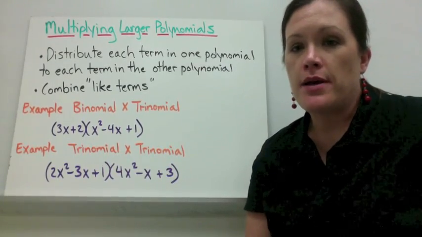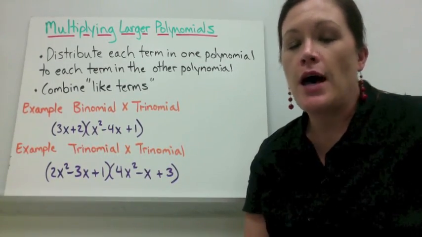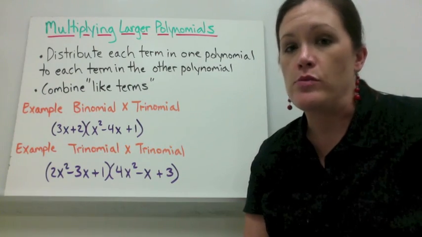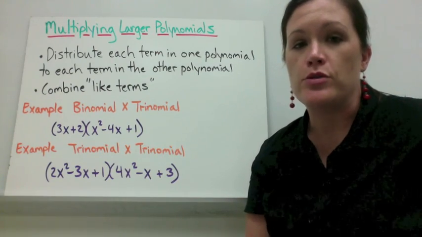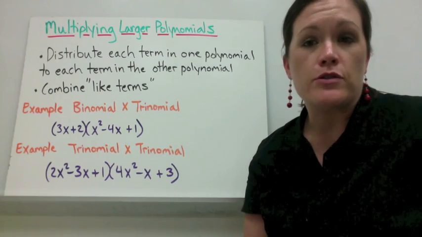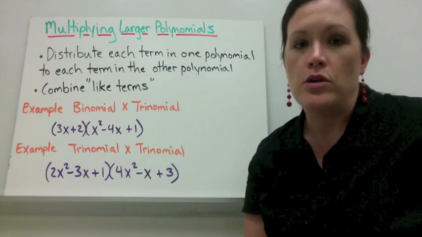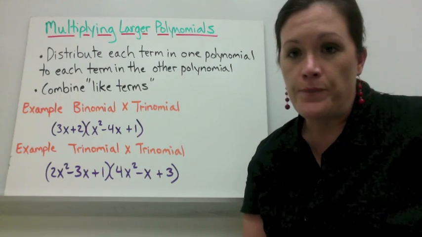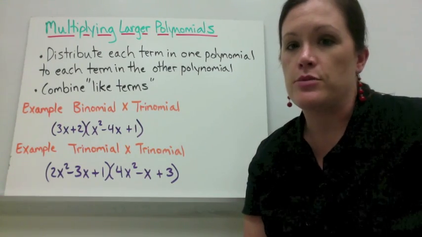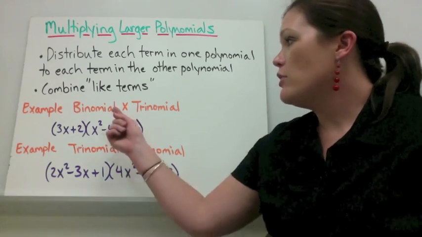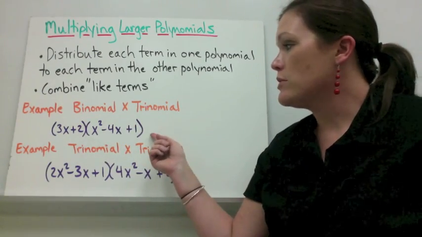Let's talk about multiplying larger polynomials. The idea behind multiplying larger polynomials, like binomials, trinomials, and maybe even polynomials of more than 3 terms, is you want to distribute each term in one polynomial to each term in the other polynomial, and then you want to carefully combine like terms. An example of what a binomial times a trinomial might look like would be this.